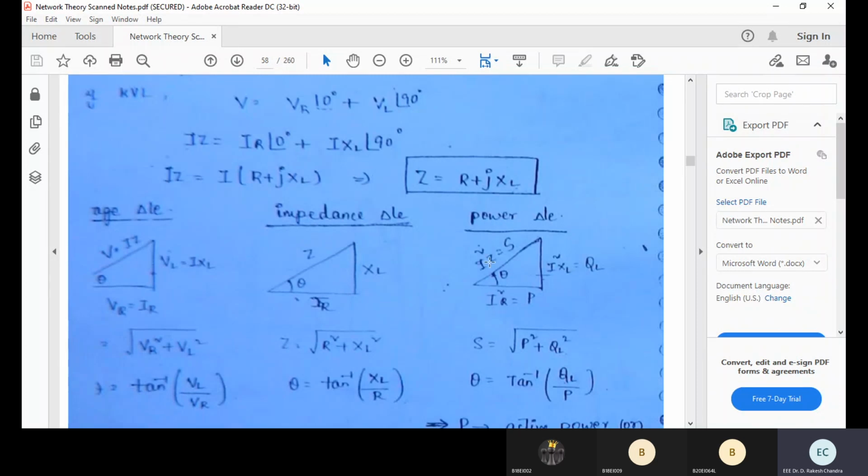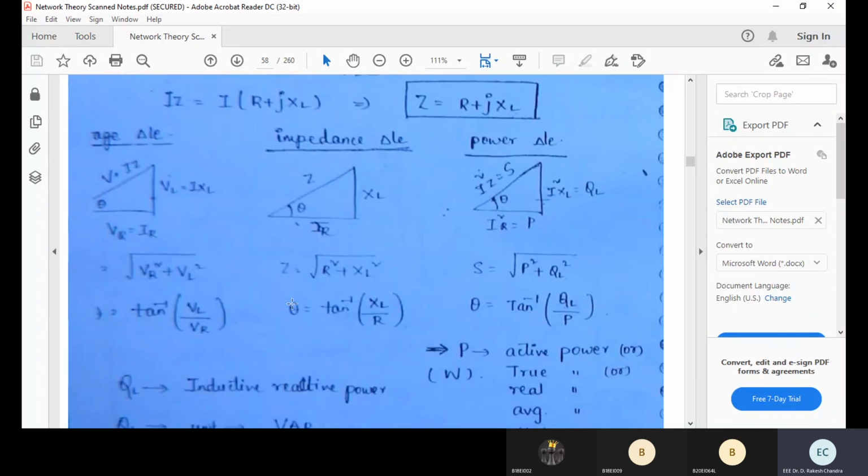This is the power triangle. This is the active power through the resistance, and through the reactance, reactive power Q. This is the active power P. The total power S is equal to P plus JQ, which is the total power. I already mentioned in my previous lectures, Z is equal to R plus JXL, where theta is equal to tan inverse of XL by R.